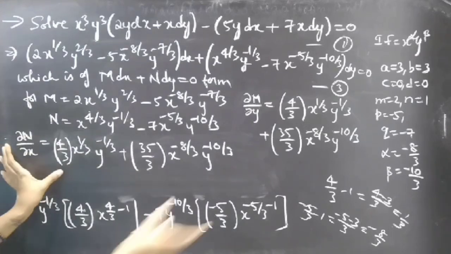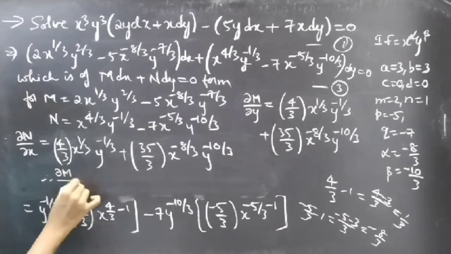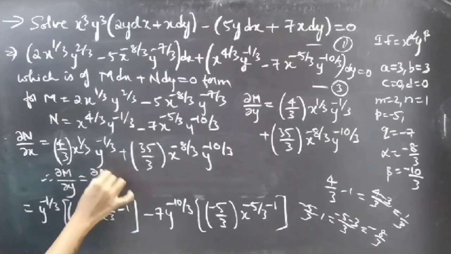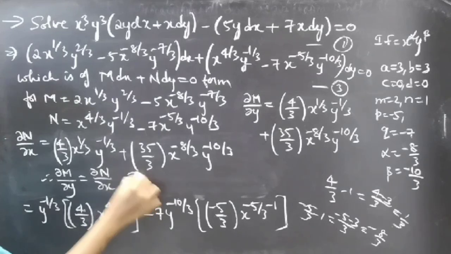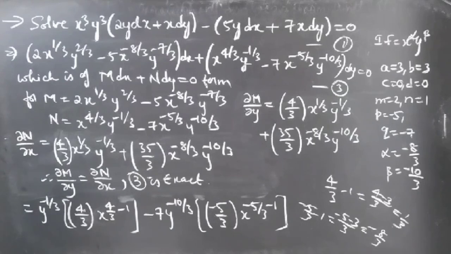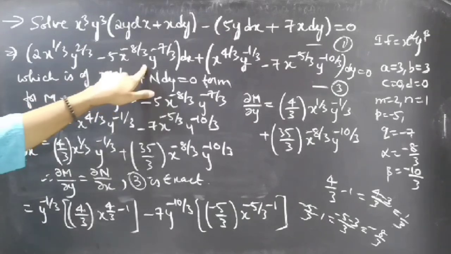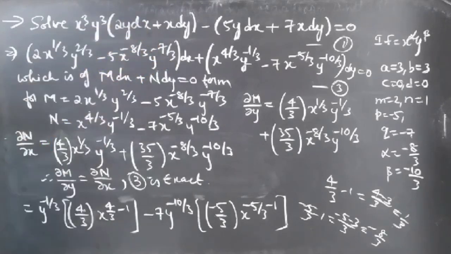Okay. So by observing these two, we can say that the partial derivative of M with respect to y is equal to the partial derivative of N with respect to x. It shows that the reduced equation, that is equation 3, is exact. Since equation 3 is exact, we can use the general solution formula of an exact equation to find the general solution to equation 3, which will be the required solution to equation 1, that is the given differential equation.